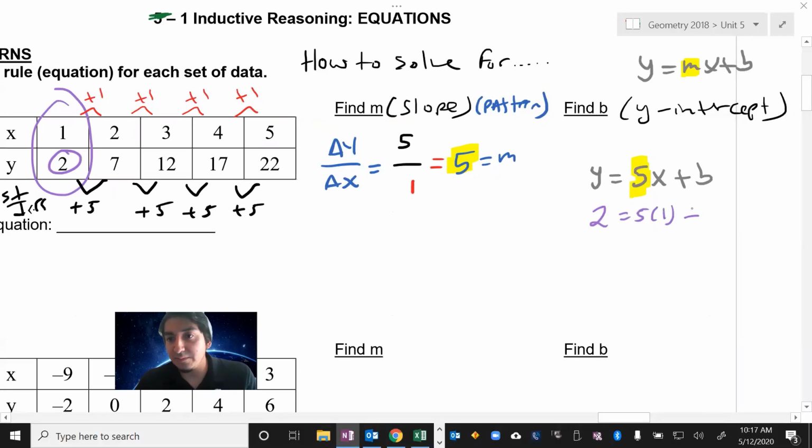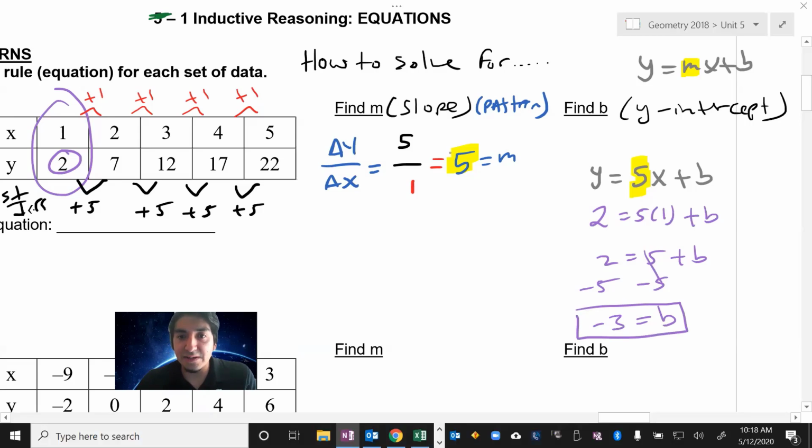So this will be 5 times 1 plus b. So 5 times 1 is 5. And then I have 2. And then when I'm looking for b, I'm just going to go ahead and subtract 5 on both sides, which is b is equal to 2 minus 5 gives you a negative 3. So there you go. So now you have all your important parts.